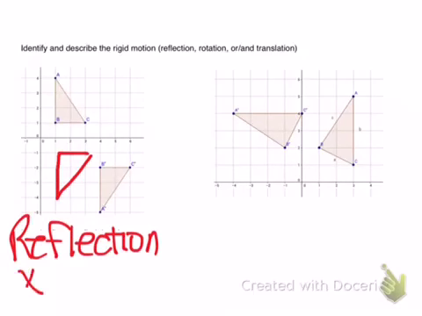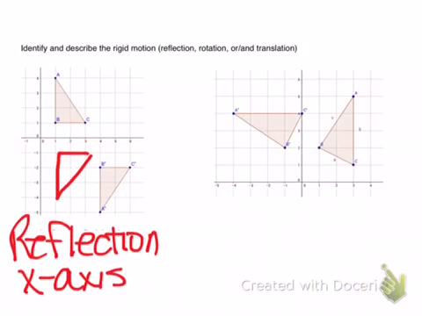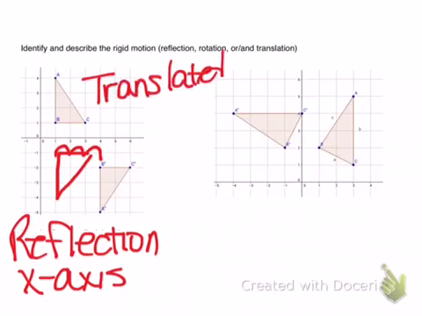And it's over the x-axis. And I notice that I've gone 1, 2, 3 units right. So I've translated 3 units to the right and 1 unit down.